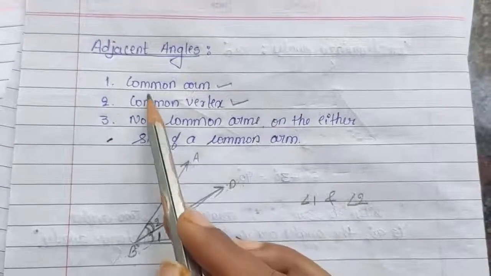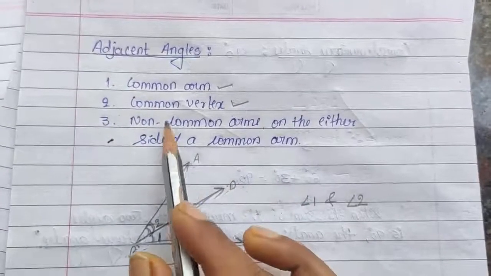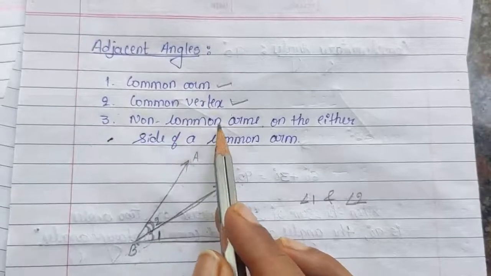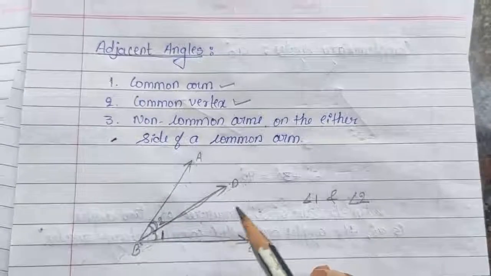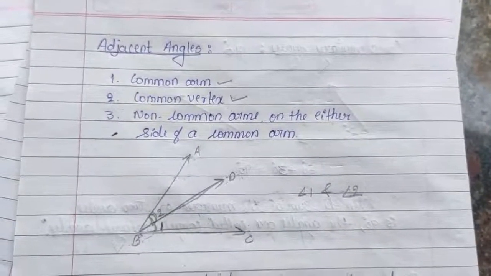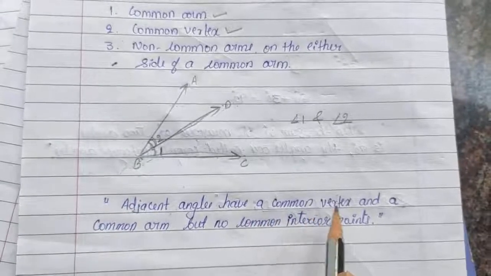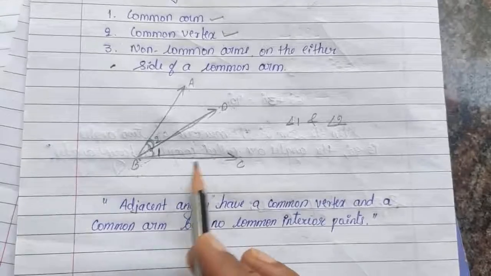Now what are the properties? Common arm should be there for both the angles, common vertex should be there for both the angles, and non-common arms should be on either side of the common arm. Now we will see the definition of adjacent angle. Adjacent angles have a common vertex and a common arm but no common interior points.